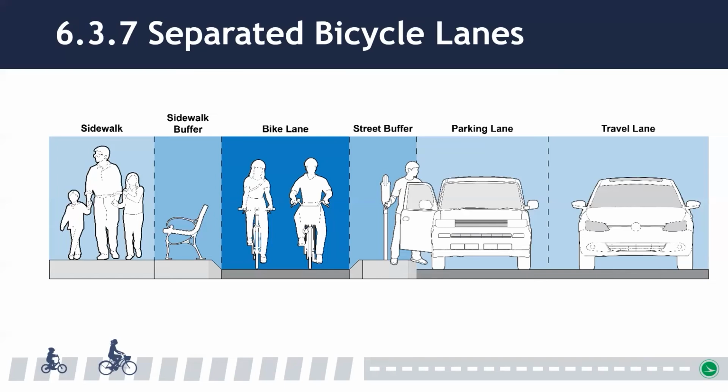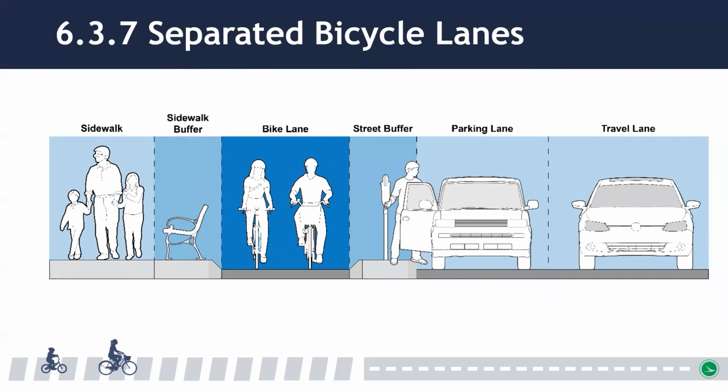Separated bicycle lanes are comprised of 3 distinct zones. The bicycle lane is the space in which the bicyclist operates. It is located between the street buffer and the sidewalk buffer. The guide provides recommended widths for one-way or two-way separated bike lanes based on bicycle volume, curbing type, and other contextual considerations.